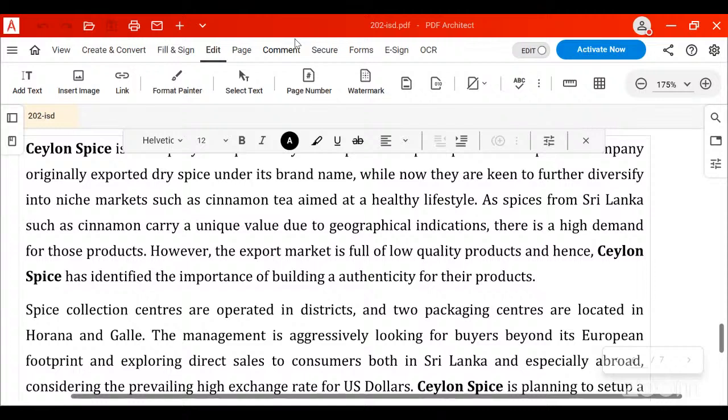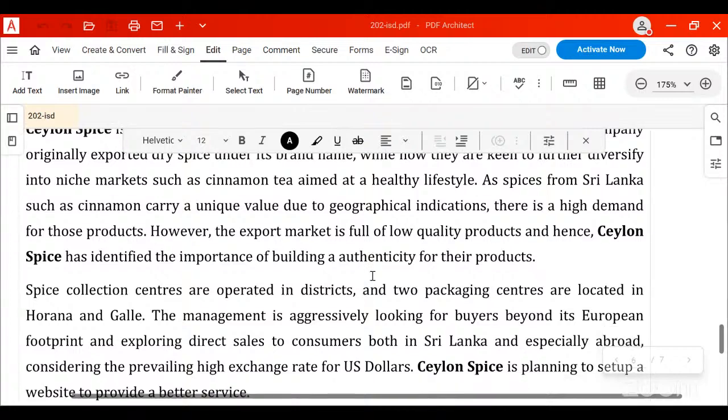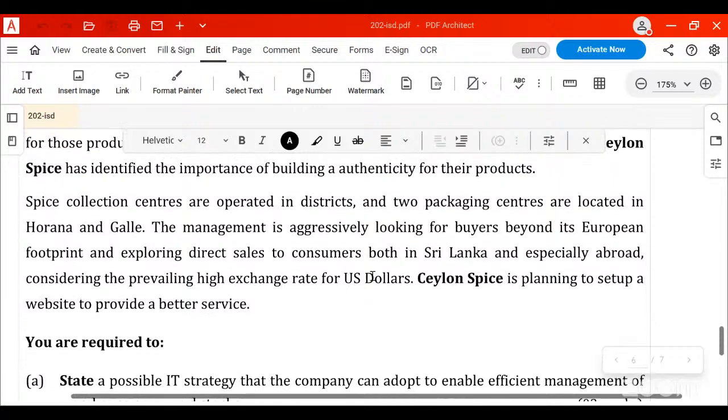However, the export market is full of low quality products, and hence Ceylon Spice has identified the importance of building authenticity for their product. Spice collection centers are operated in districts, and 2 packaging centers are located in Orono and Gaul.